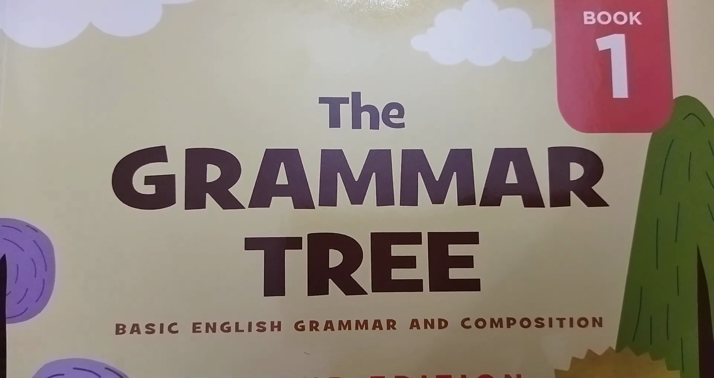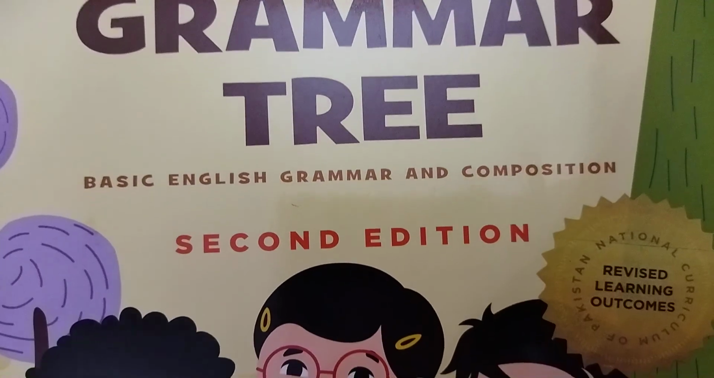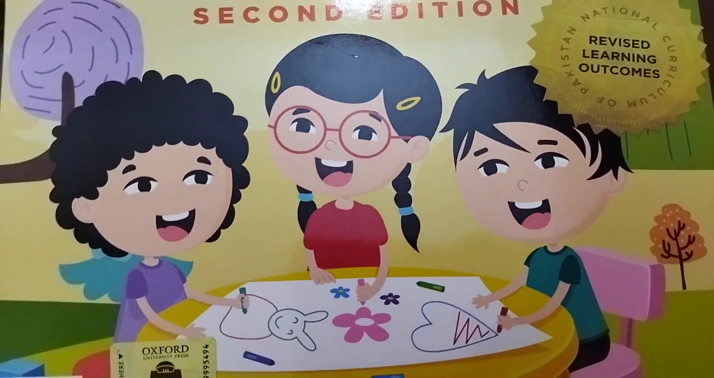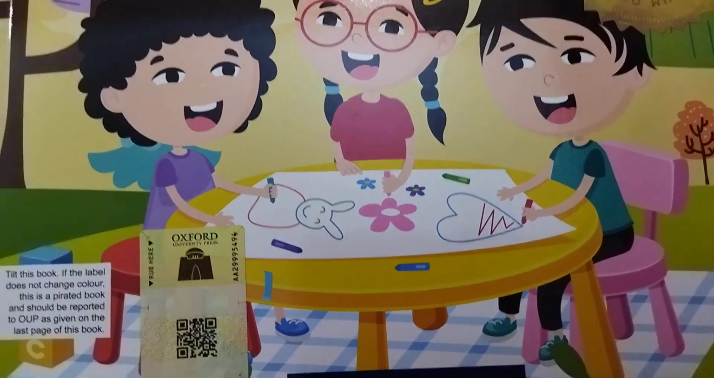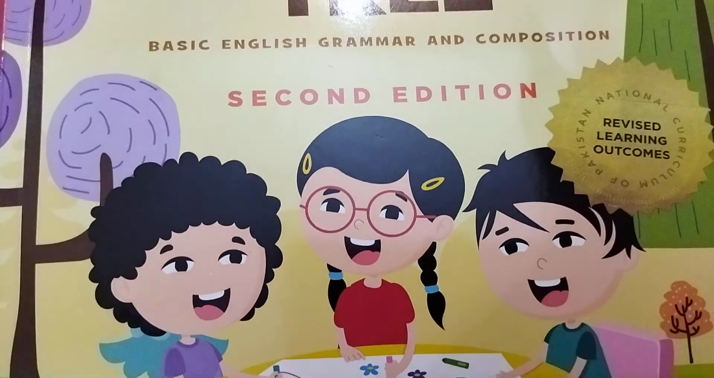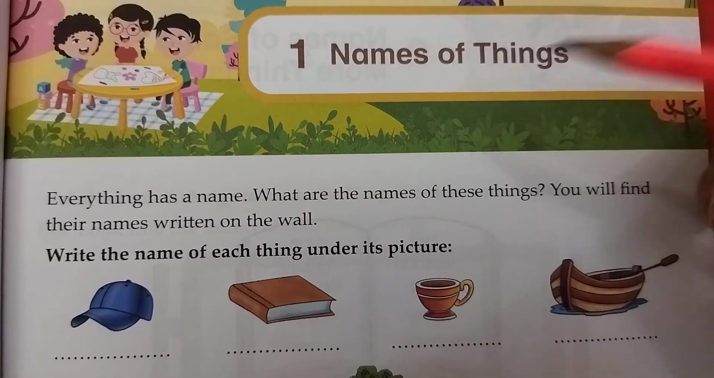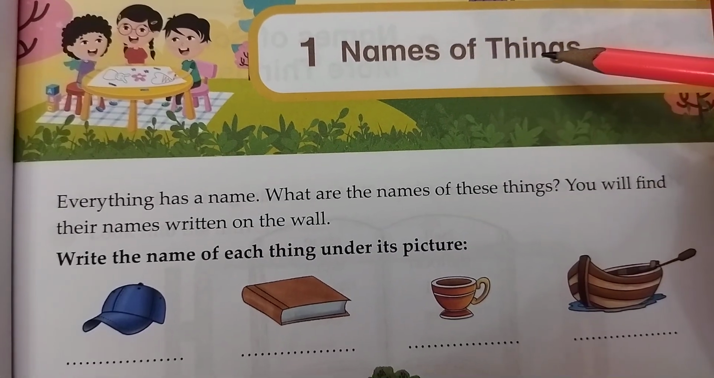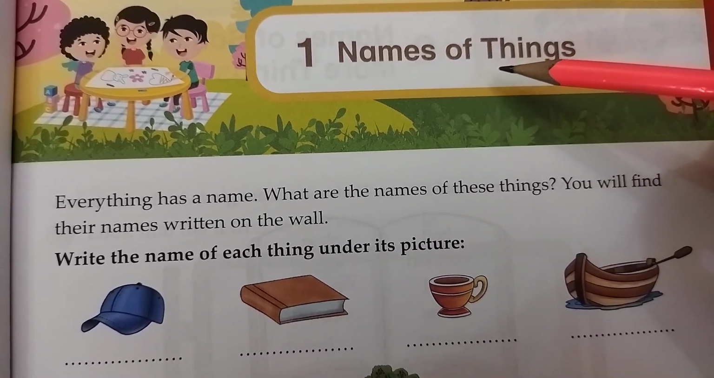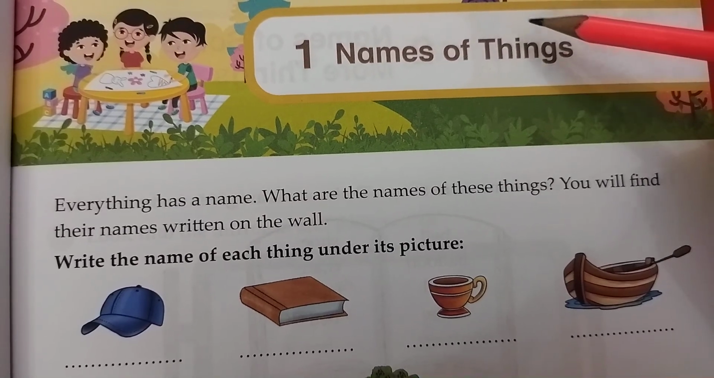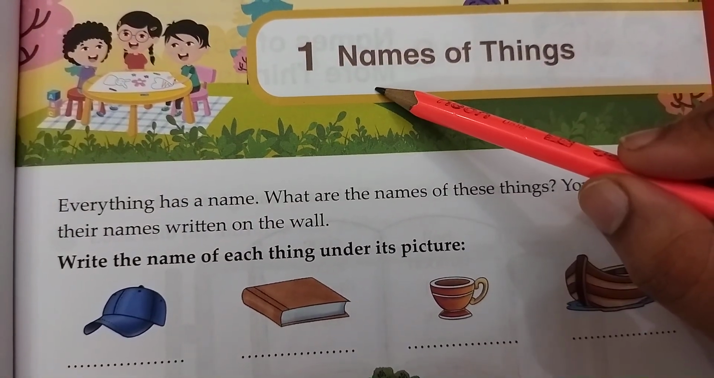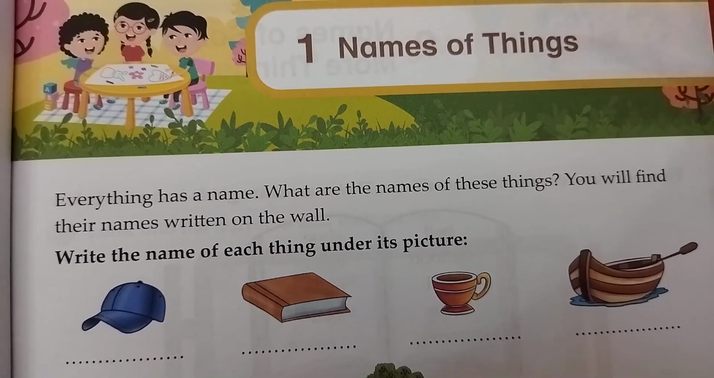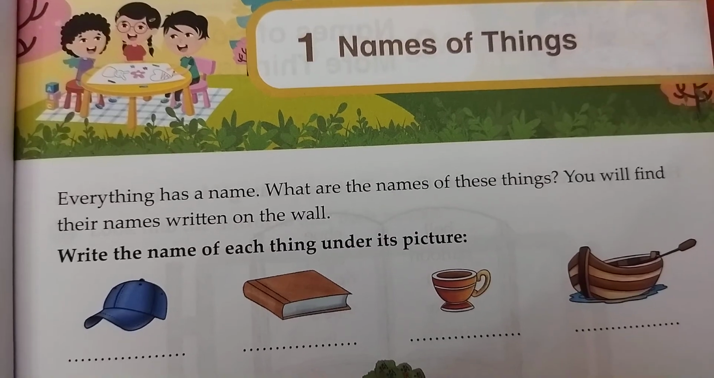It's the Grammar 3 book that is related to grammar, and it covers the very basics of grammar, right? So we are going to start today from the very first chapter, which is related to names of things. Names of things, right? You can see we are going to discuss the names of different types of things that we see all around us.